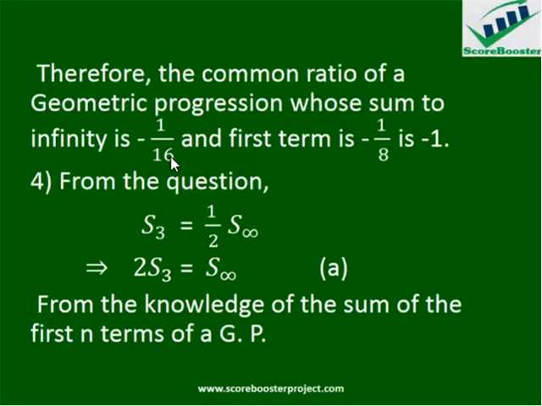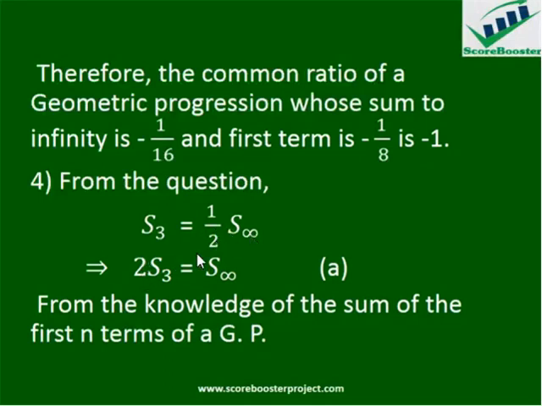Now we move to the solution of the fourth question. In the fourth question, we were told that the sum of the first three terms of a geometric progression equals half its sum to infinity. So we should use this information to obtain the value for the common ratio of that particular geometric progression. So this is the statement of the question. The sum of the first three terms equals half its sum to infinity.